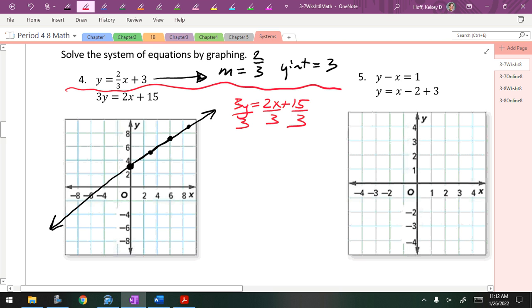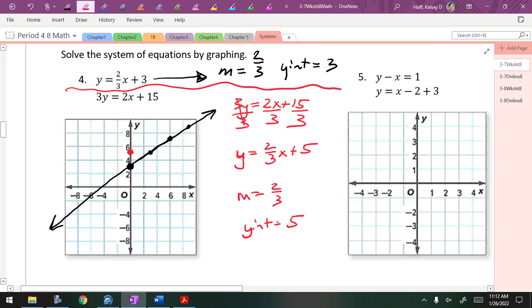So when I do that, I end up with y equals 2/3 x plus 5. Whew! At least our y-intercept's a whole number, right? My slope is 2/3. My y-intercept is 5. Where do I find 5 on my y-axis? In between 4 and 6.